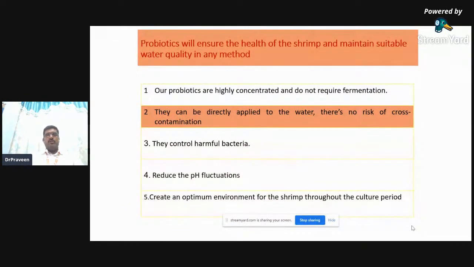Next, they have to reduce the fluctuations in the pH of water, which is more critical at the farm level. And one more thing, they have to create an optimum environment for the shrimp throughout the culture period. This is the major role of our probiotic, and we are doing it in such a way.